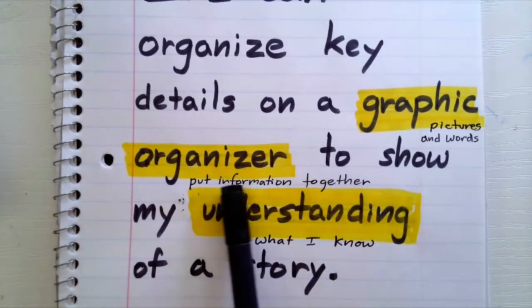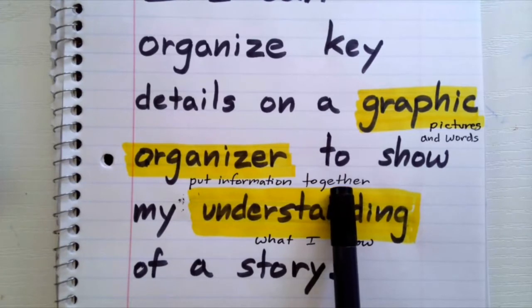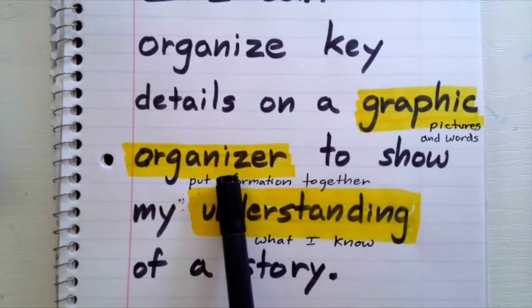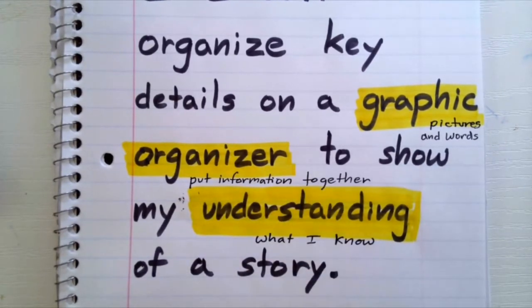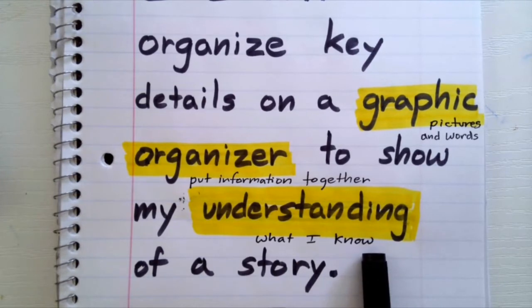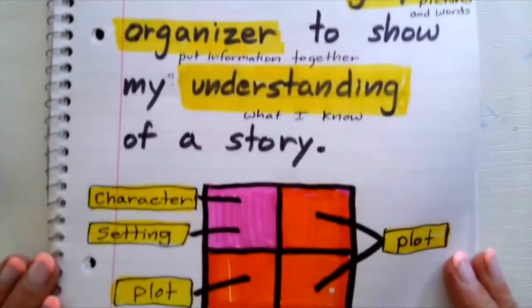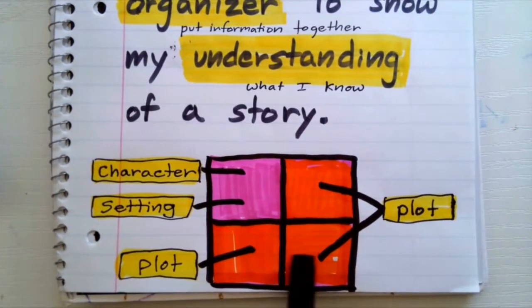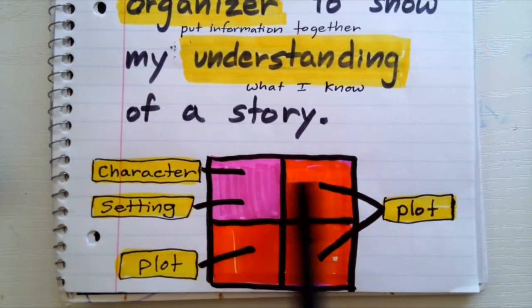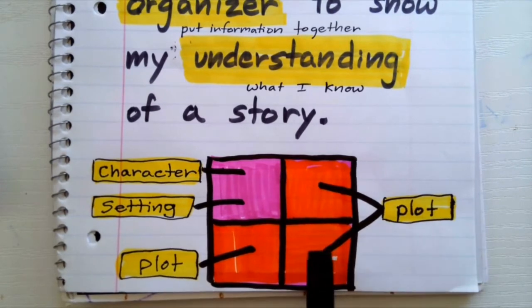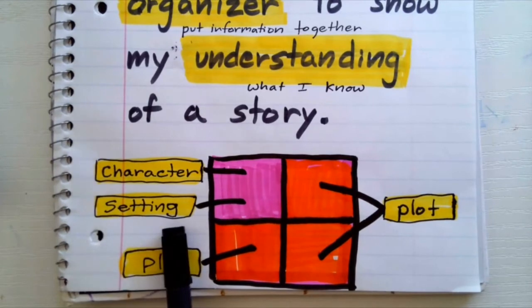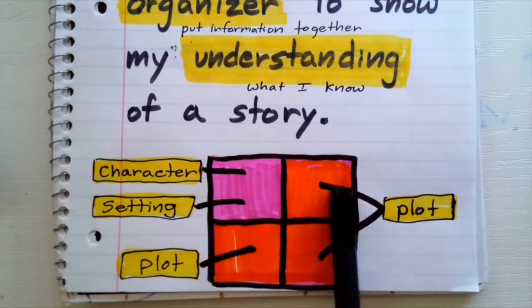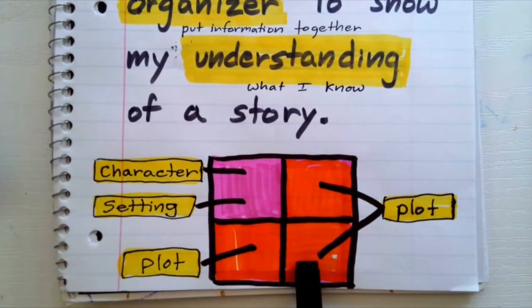Organizer is a way to put information together so it makes sense. Graphic organizers are pictures and words that help us put the information together. This will be used to show what we know, our understanding. The graphic organizer we will make today on our tool will have 4 sections, and we will use them to record information about who the character is, where it is taking place, which we call the setting, and the plot, what happens in the story first, second, and last.